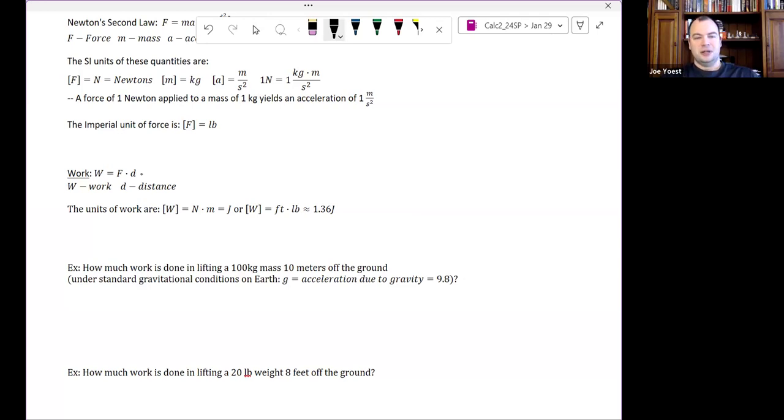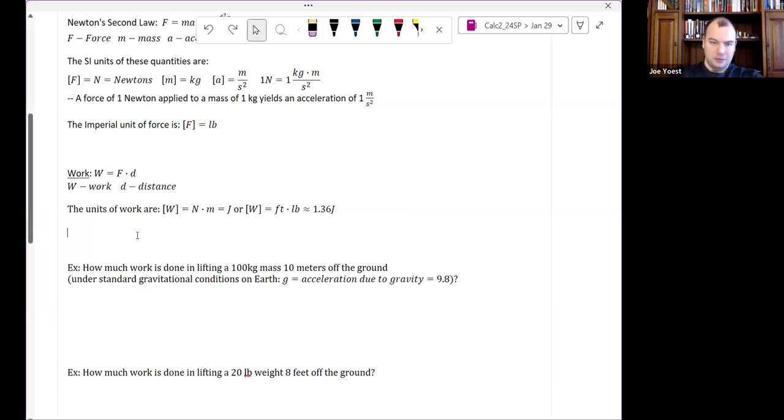The units of work are force times distance, or newtons times meters, or Newton meters. And 1 Newton meter is a joule. Or in the American units, the units of work are foot pounds or pounds feet, depending on the context. Sometimes it's pounds feet for things like, say, torque, or foot pounds for work. And 1 foot pound is about 1.36 joules.